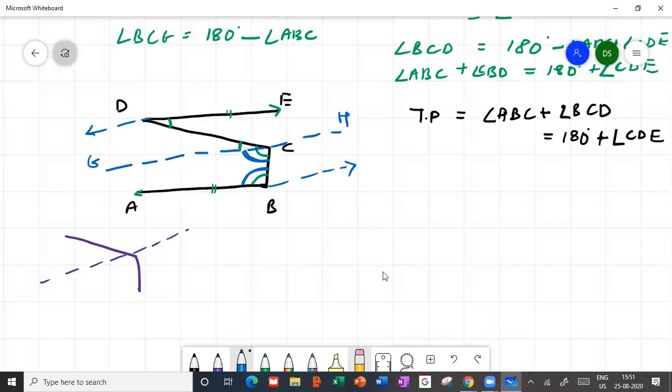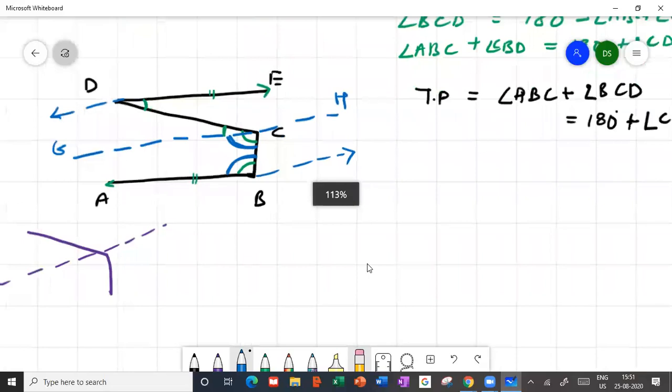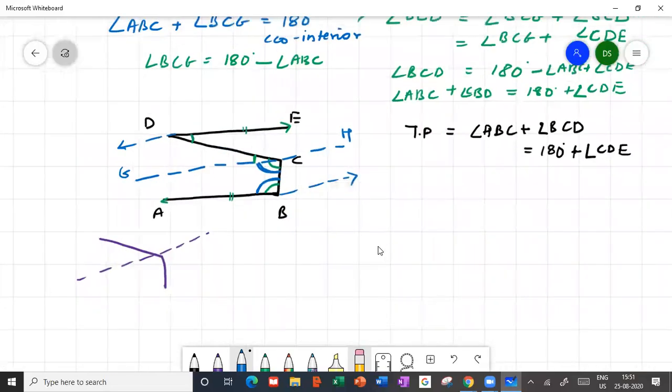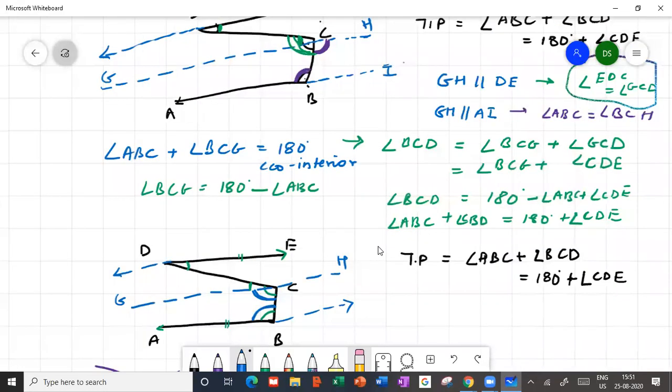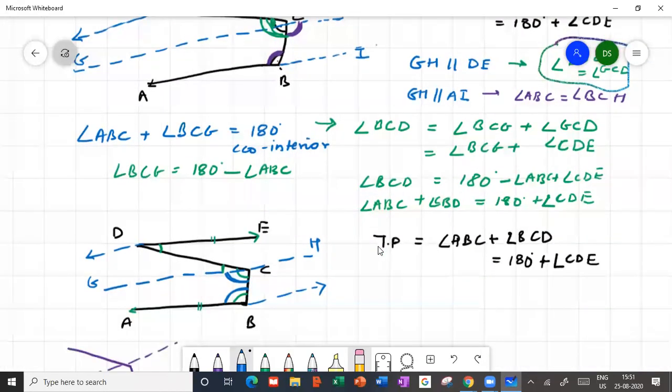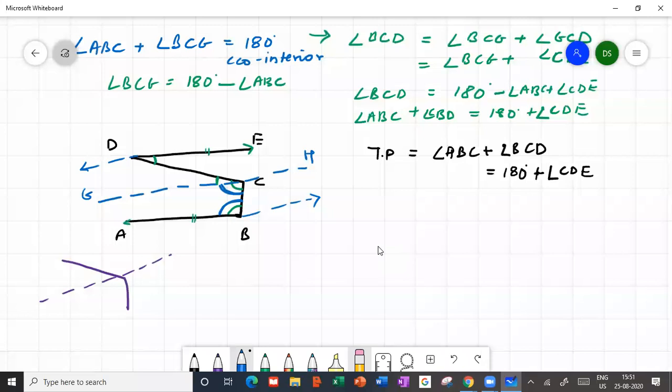What happened? Didn't get it? Got it, ma'am? Okay, so now try doing it on your own. I hope it's clear why we drew this line, so that we should not get stuck in other questions, isn't it? Okay, try to do it.